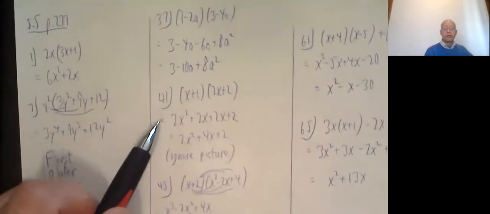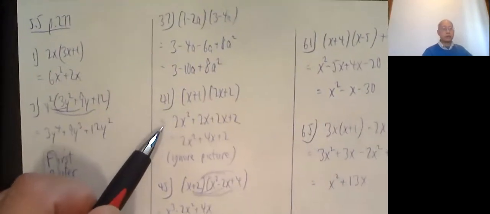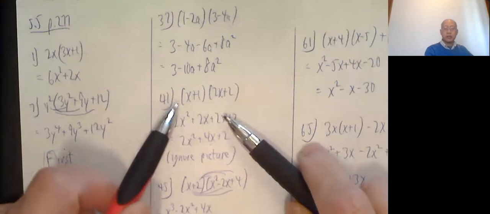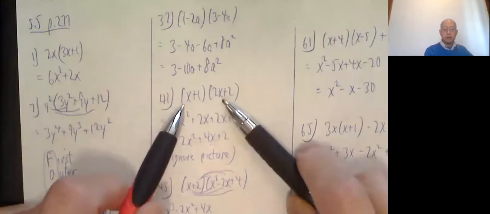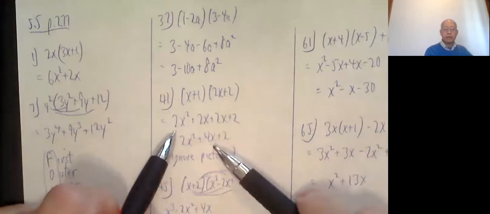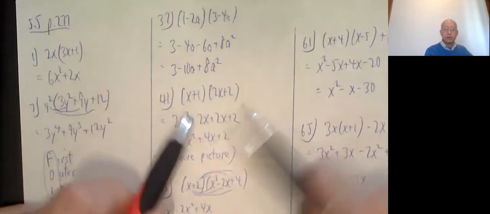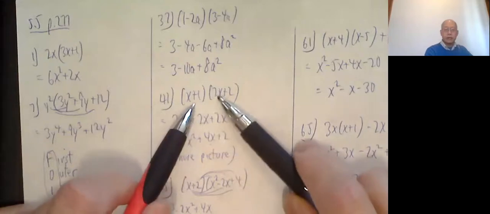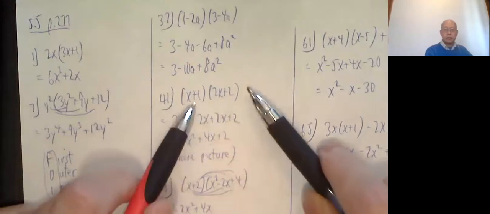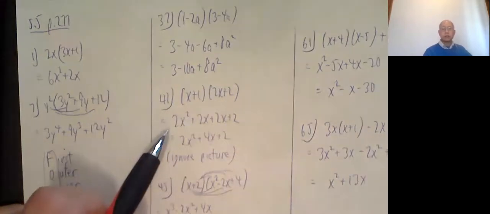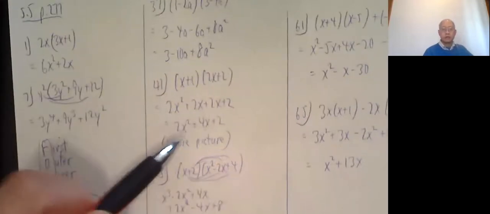And 41, again, ignore the picture. They give you a picture, don't worry about the picture. x plus 1 times 2x plus 2. First, 2x squared. Outer, 2x. Inner, another 2x. Last, 2. 2x squared plus 4x plus 2.